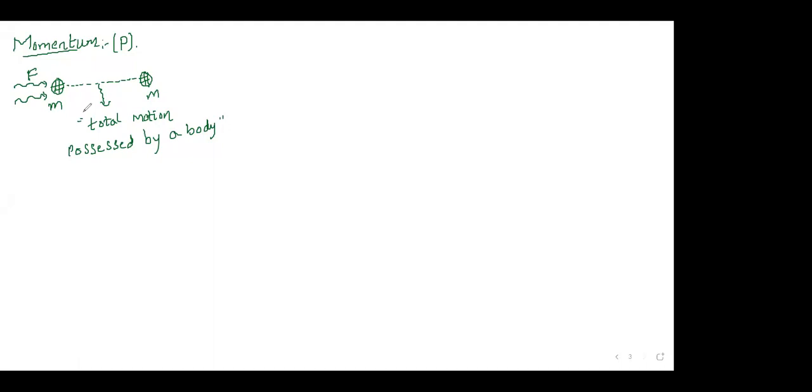To the motion possessed by the body. Suppose if the body has covered 10 meter, instead of 10 meter, if it covers 25 meter, then what happens? The total motion possessed by the body will be more. Correct? So how much total motion is possessed by the body is what we call the momentum.